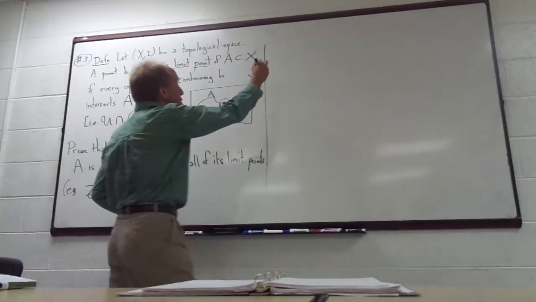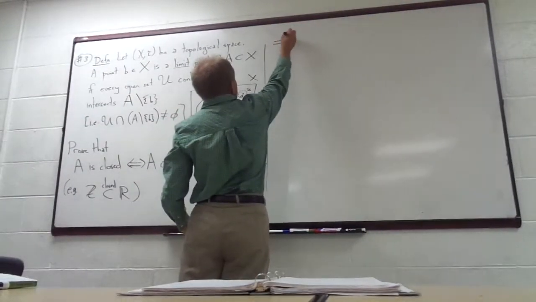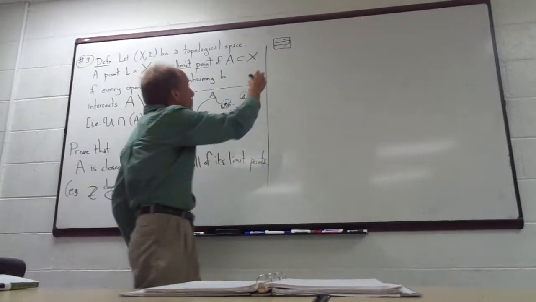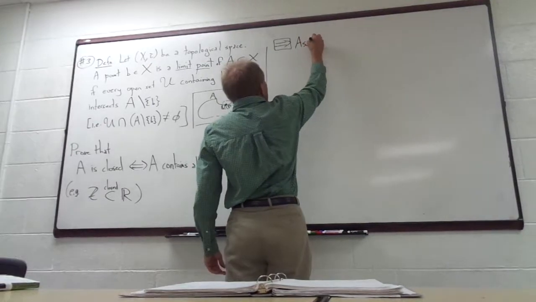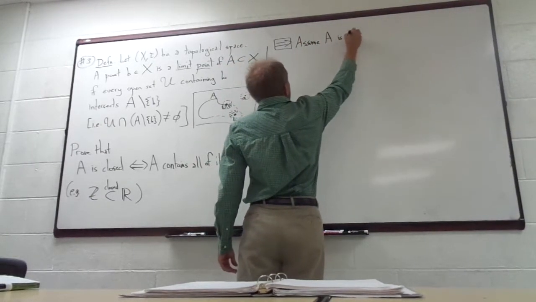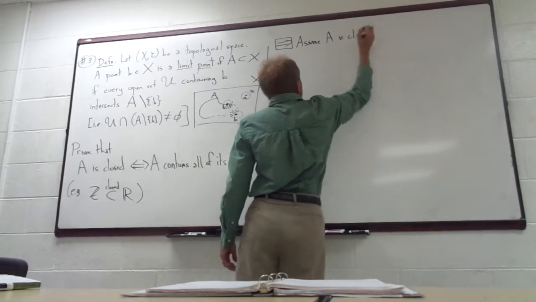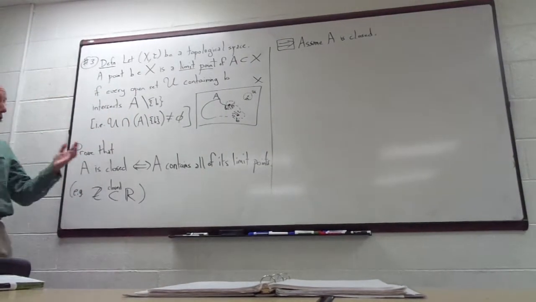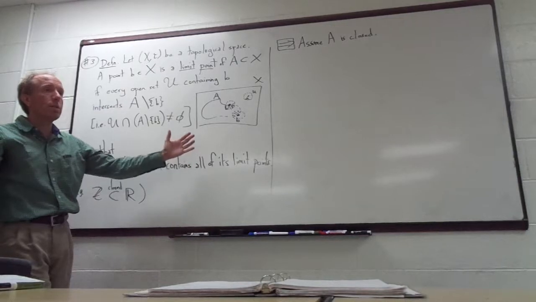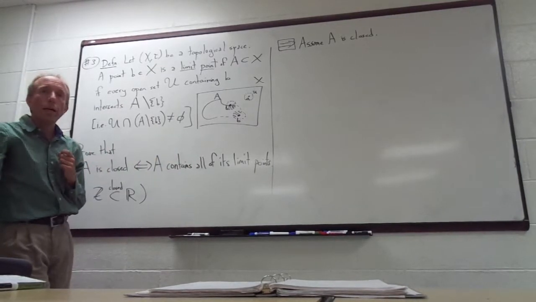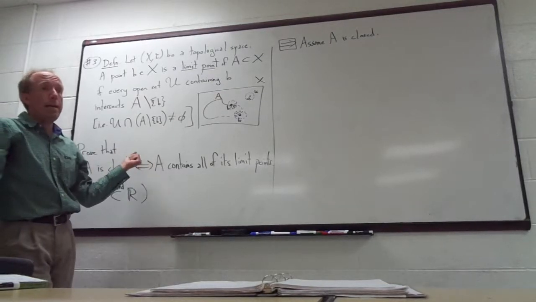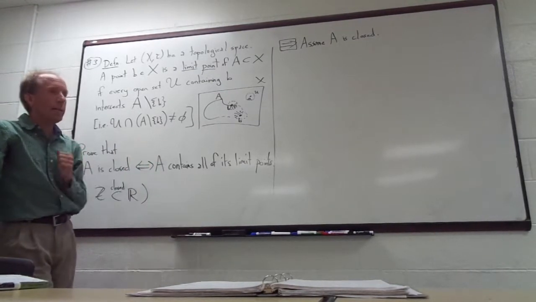Let's try the forward direction first. I don't think it really matters which one we start with. Let's assume that A is closed. Okay? Forward direction. I assume A is closed. I have to show that A contains all of its limit points. So what I should do is grab a limit point of A and show that A contains it.